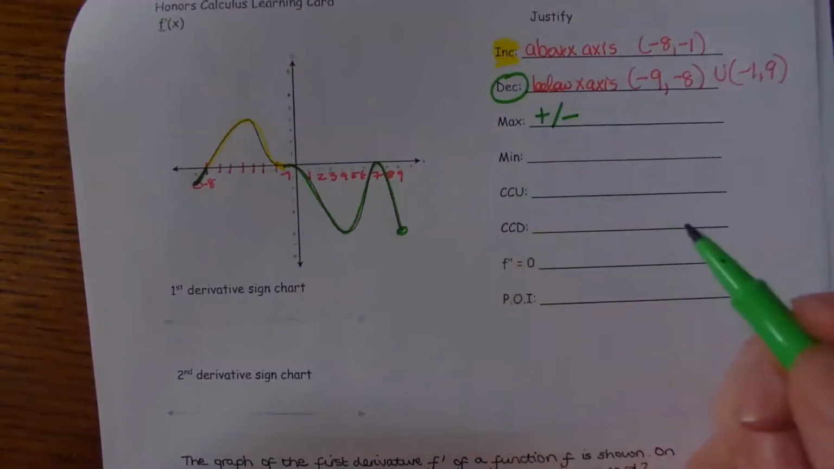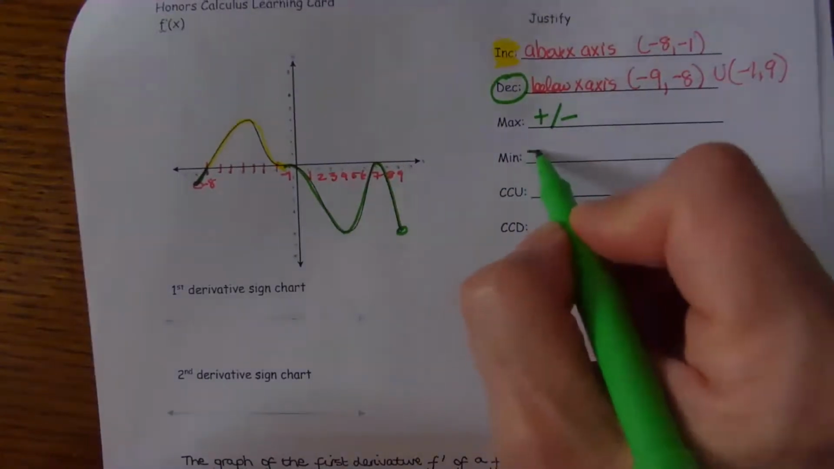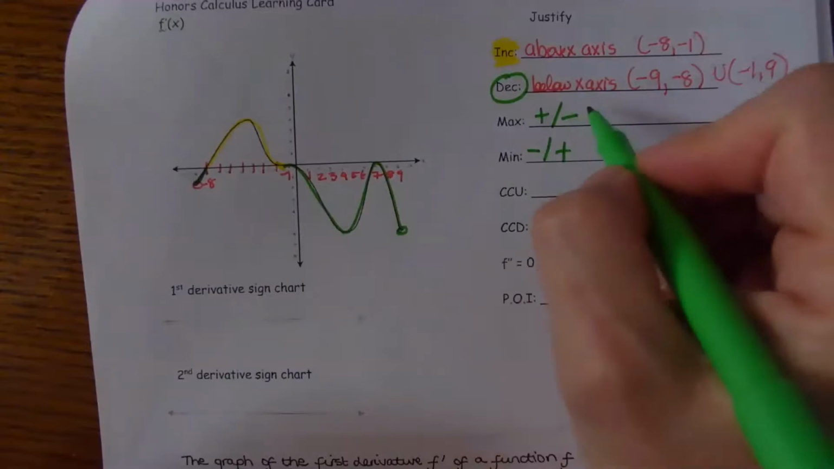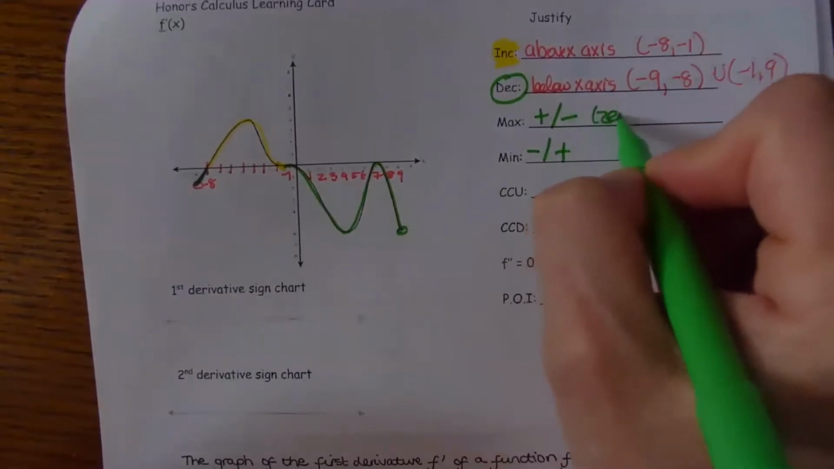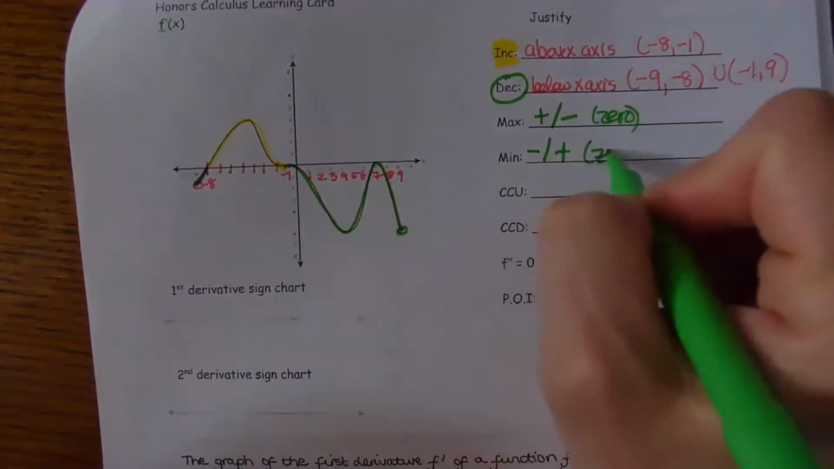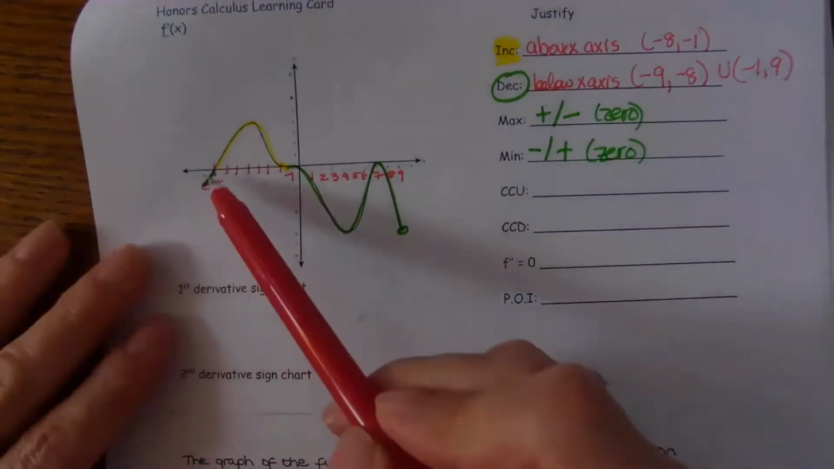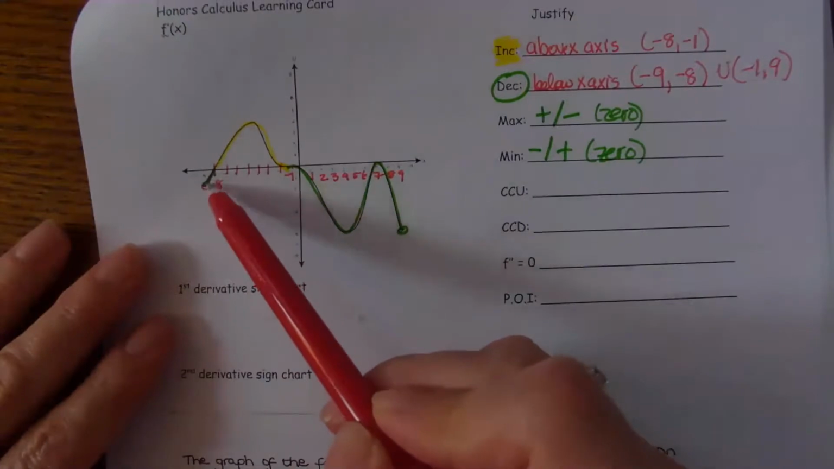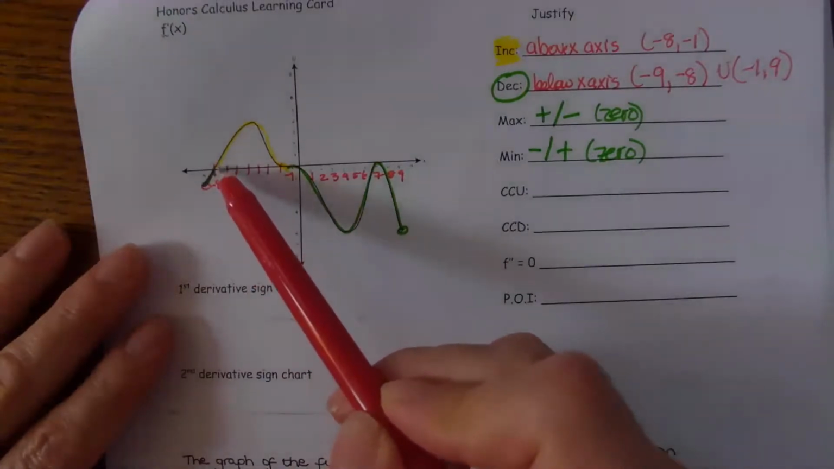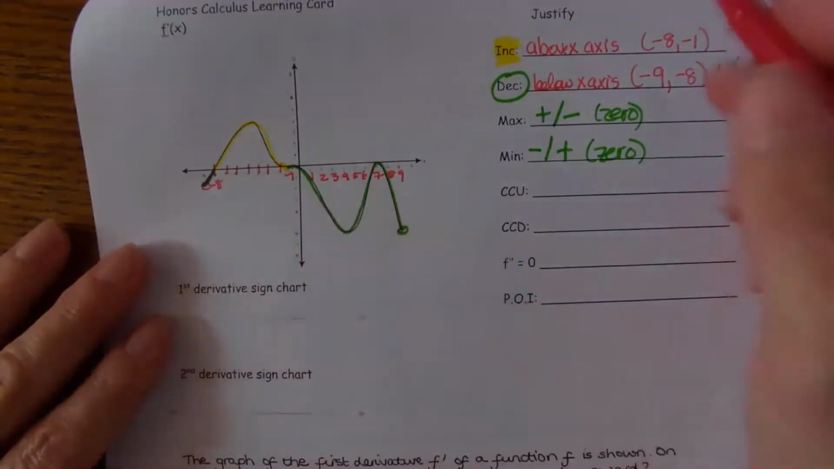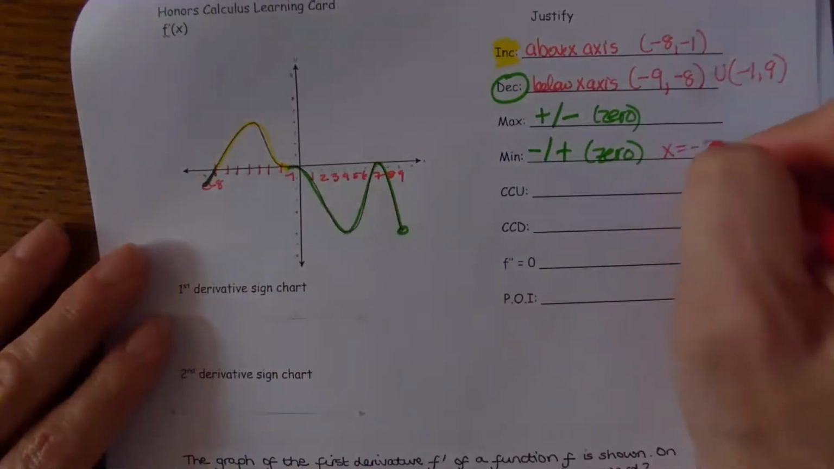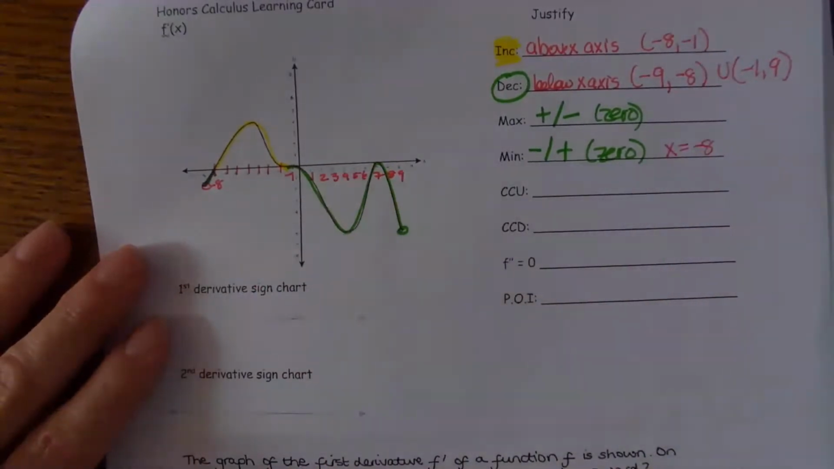Yes. And what does a minimum do? Zeros, right? So we find the zeros and we see which way they're going. So this 0 right here, what does it do? Below to above? So what happens at -8? At -8, mama has a min.